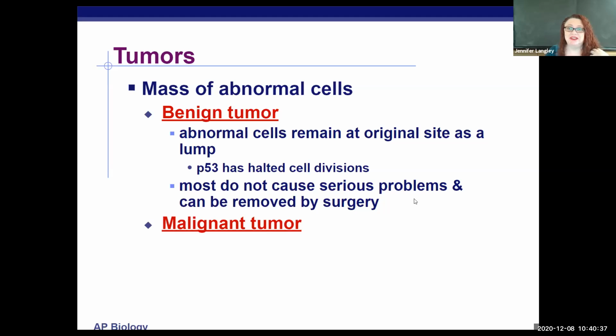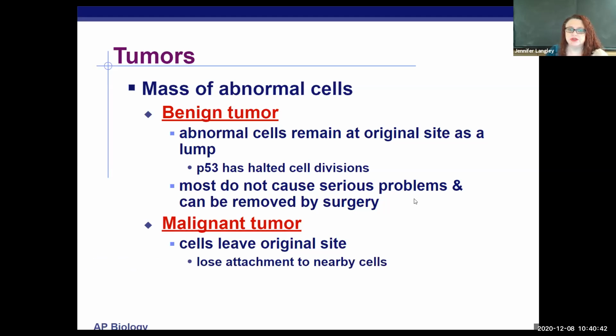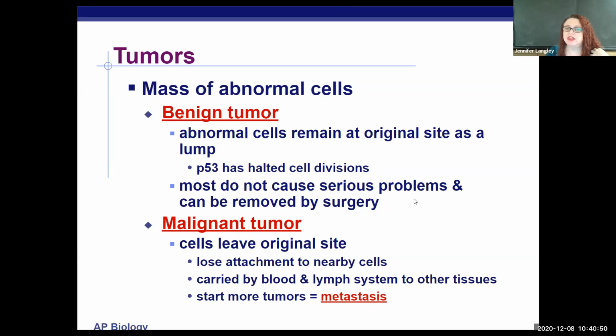Malignant, that's bad. Okay, malignant tumors can leave the original site because they've lost attachment to nearby cells. They're carried in the blood and the lymph to other tissues. And if they start a tumor somewhere else, we call that metastasis. So if I got stomach cancer, and over time it traveled through my lymph and through my blood, and it went to my collarbone, and I developed a tumor in my collarbone, that's called metastasis. So it's moved.